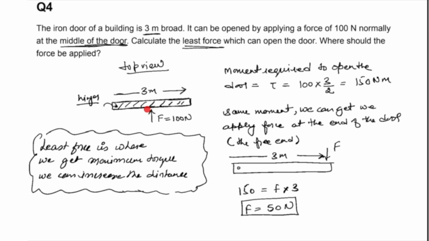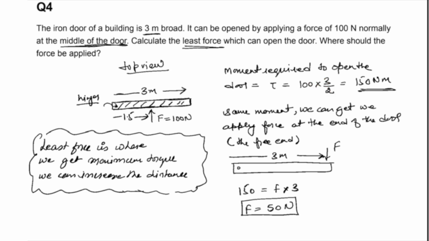So the moment required to open the door, we can calculate from here. So 100 into 1.5, remember, because it is the middle point. So the distance till here will be 1.5 meter only. So we can do torque is equal to 100 into 3 by 2, or 1.5.